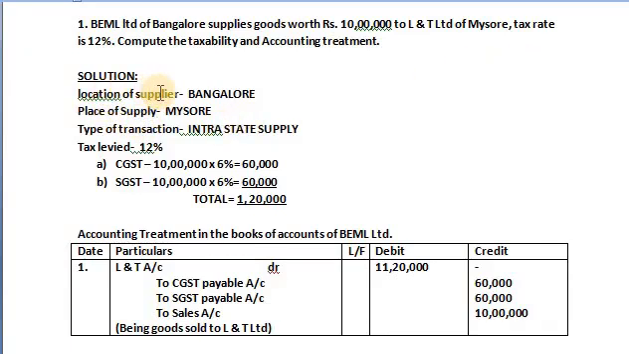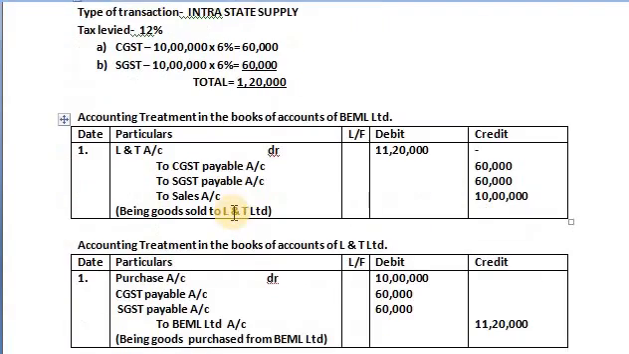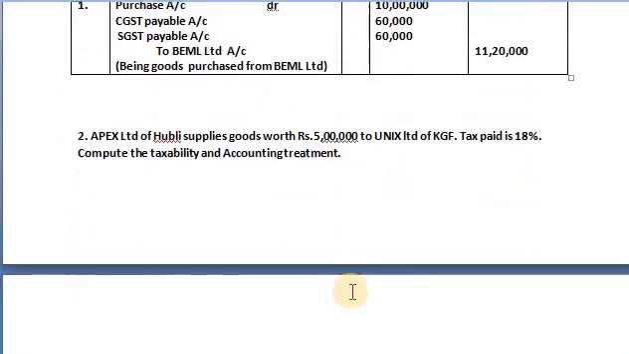First you need to find out the location of the supplier, that is Bangalore. It is clear. Place of supply is Mysore. As the transaction is taking place within Karnataka, the type of supply will be intrastate supply. As it is intrastate supply, CGST and SGST will be applicable, and the tax rate will be equally divided. And the accounting treatment, as I told, is entered in both the parties' books. And next problem.